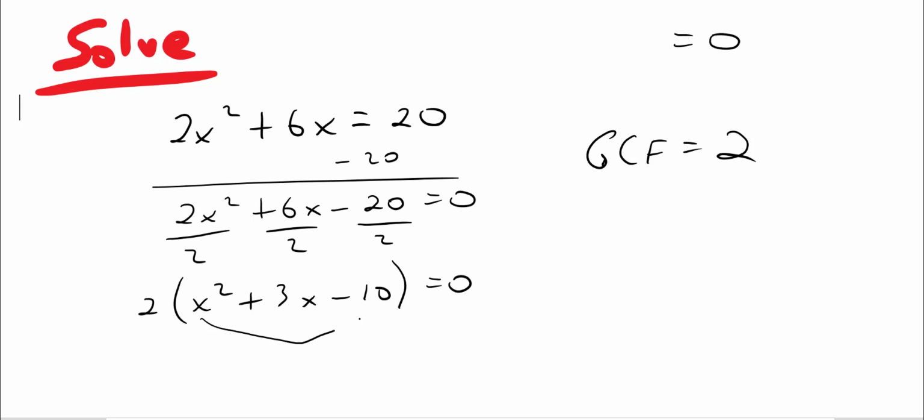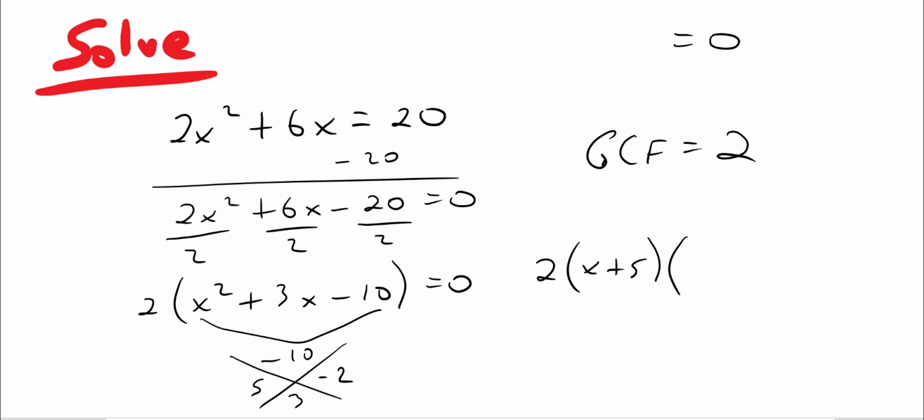Okay, so we're going to factor that. So it's negative 10 and 3. So it's going to be positive 5 and negative 2. So this basically is going to be 2 parentheses, and that's going to be x plus 5 and x minus 2. And that's equal to 0.